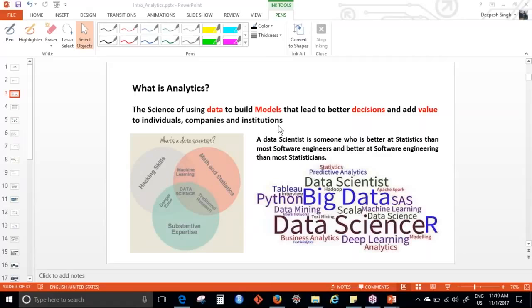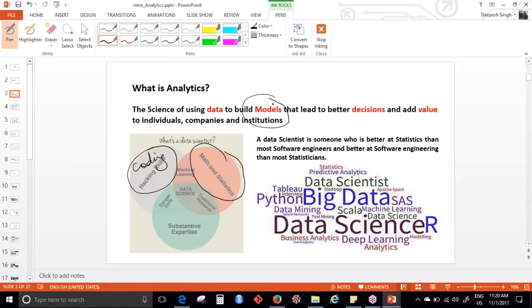Okay, so that is also clearly shown in this Venn diagram that you see. This diagram also shows the hacking skills. Hacking skill is nothing but the coding part, how good coding you can do. Then you have the maths and statistics skills. Of course maths is very important, because as I highlighted, the models that we build will be mathematical models and statistical models. So maths and stats is very important.